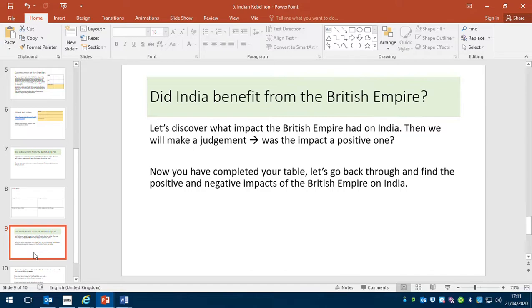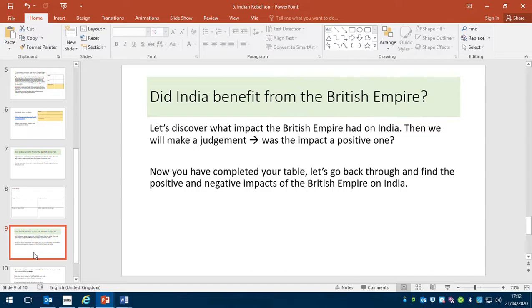Now, all these things are positive things. However, one big underlying negative is that many of those British just abused the position. They took the money for themselves and didn't necessarily go back and improve the life of the Indian people. So, pause the video now, go back through your notes, highlight where you see something positive and something negative, and if you've missed something, please go back through and add as you go.